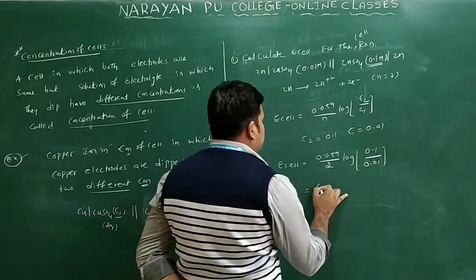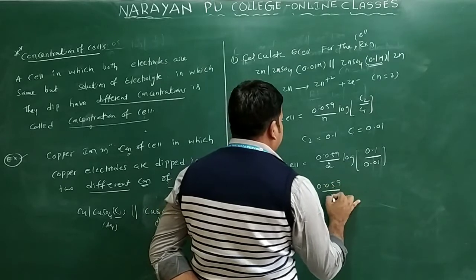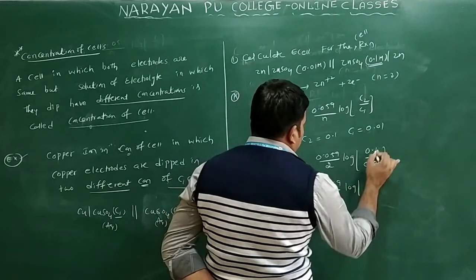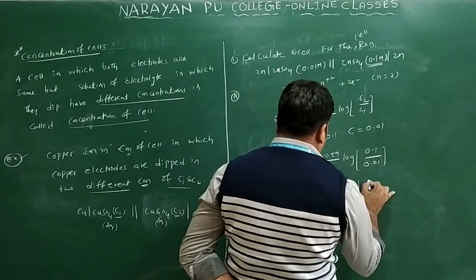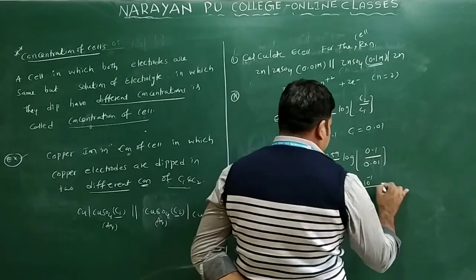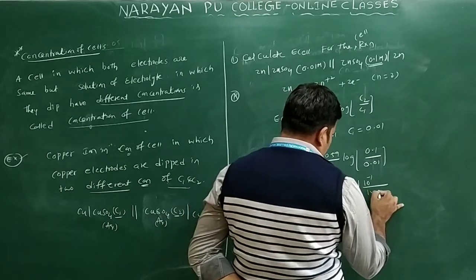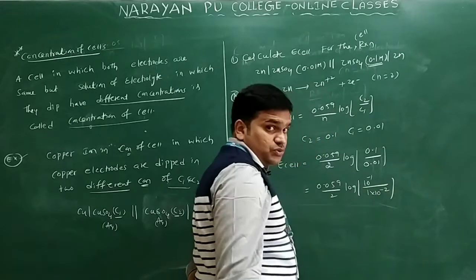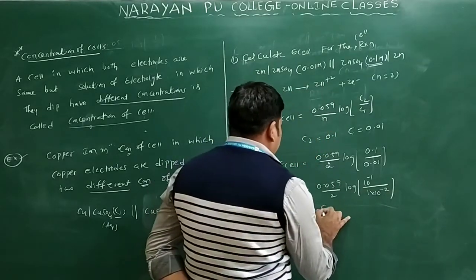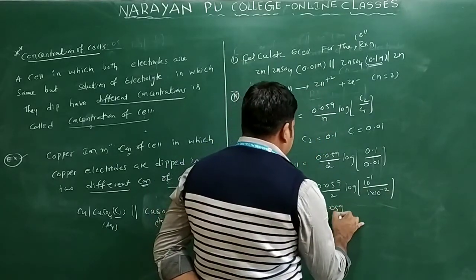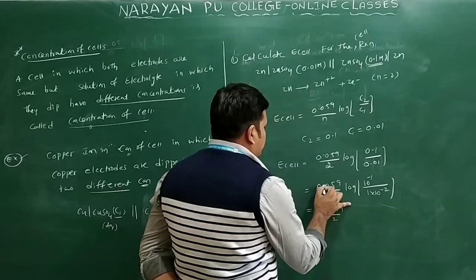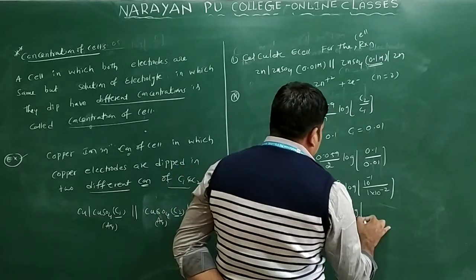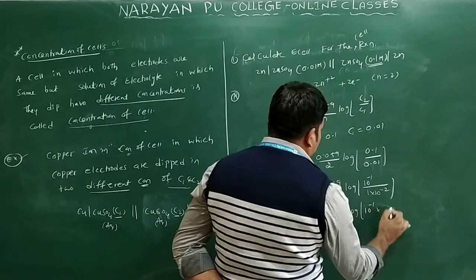Let us substitute the values we have. 0.059 by 2 into log, I will write 0.1, that is 10 power minus 1 only, by 1 into 10 power minus 2 only. Okay, then what will you get? You will get 0.059 by 2 into log, 10 power minus 1 by 10 power minus 2.